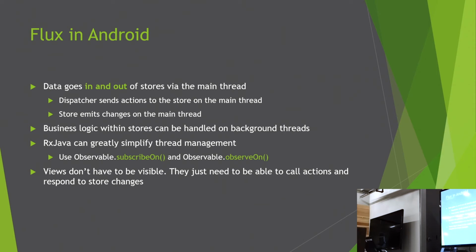First, best practices for Flux is that data should go in and out of stores on the main thread. And so that means when the actions creator creates an action and passes it to the dispatcher, that occurs on the main thread. When the dispatcher communicates that action to the store, that's also on the main thread. Once it's in the store and you're performing that business logic, you can perform that logic on whatever thread you please, however works best for efficiency in your application. But when it's all said and done and you want to communicate to the views again, that communication needs to happen on the main thread. So this is something to keep in mind.